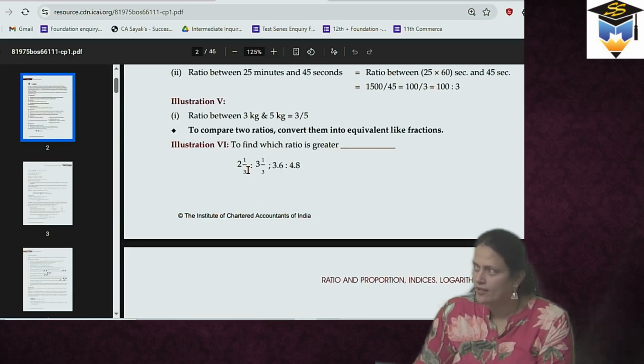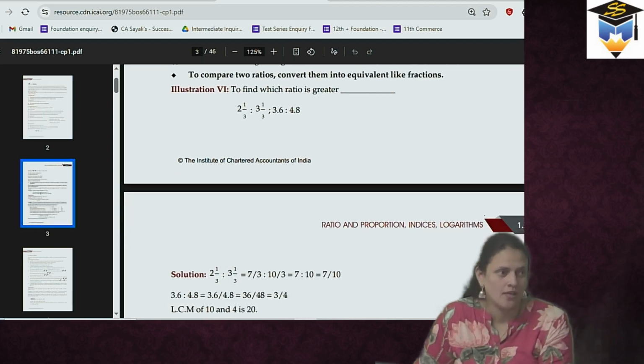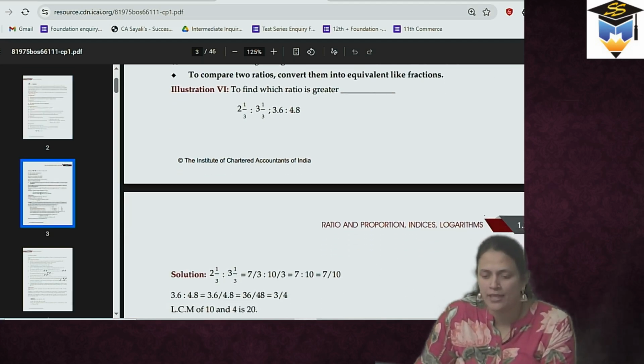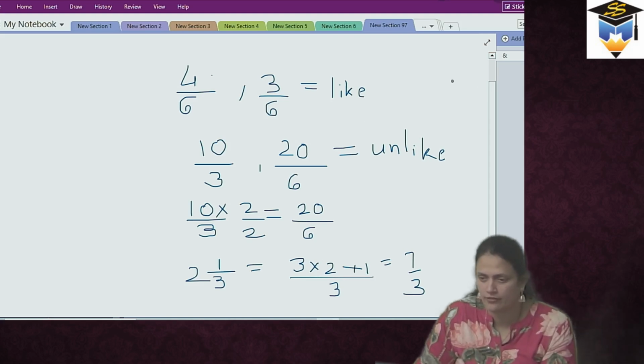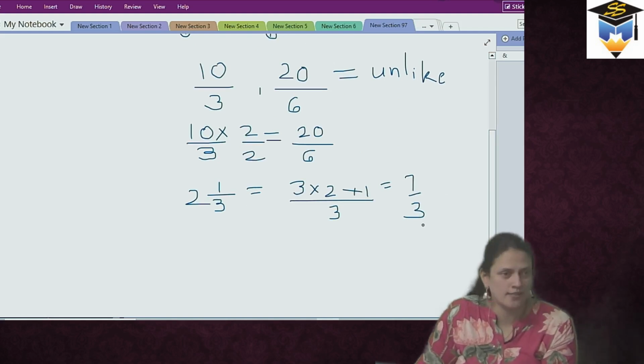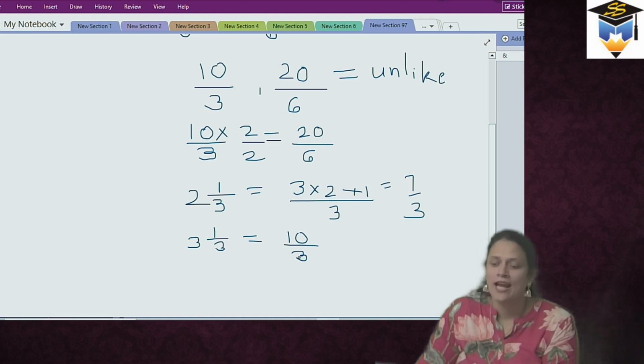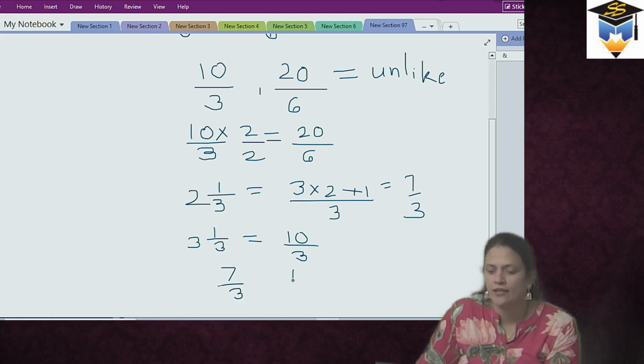तो यहाँ पे they have given an example, 2 integer 1 by 3 is to 3 integer 1 by 3, and you have to find out which ratio is greater. So first step what they have done, यहाँ पे 2 integer 1 by 3 और 3 integer 1 by 3, we will do it. Wait. So 2 integer 1 by 3 is this, 7 by 3, and 3 integer 1 by 3 again convert करो to improper fraction. So that gives us 10 by 3. And now you have to check which is greater. कैसे चेक करोगे? Easy. 7 by 3 कंपेयर करना है to 10 by 3.